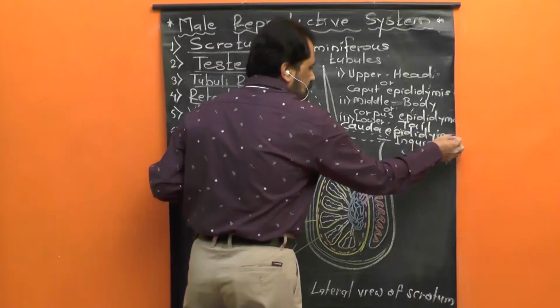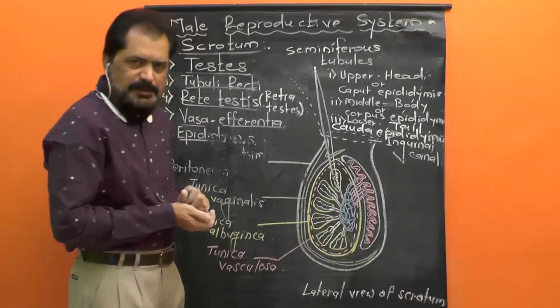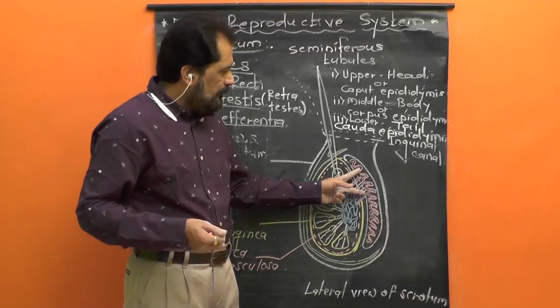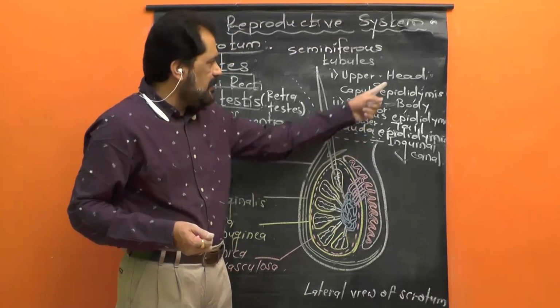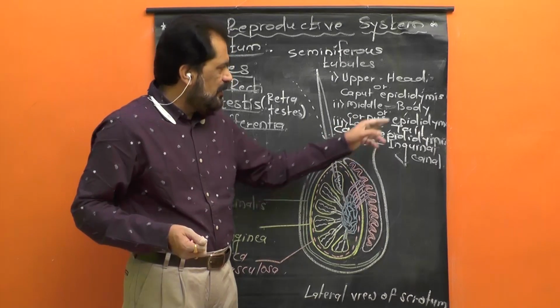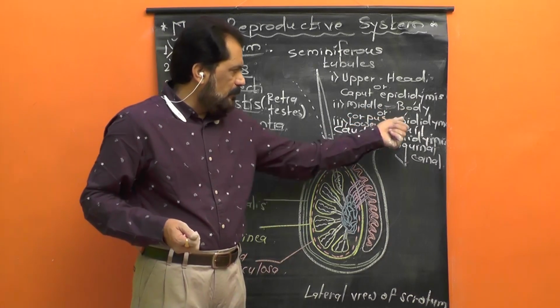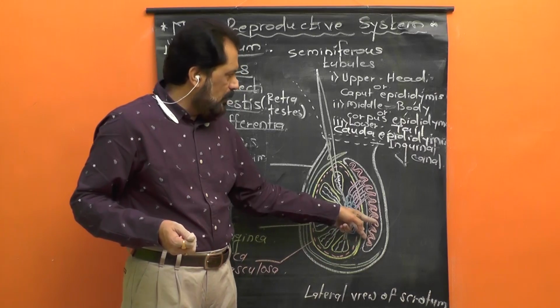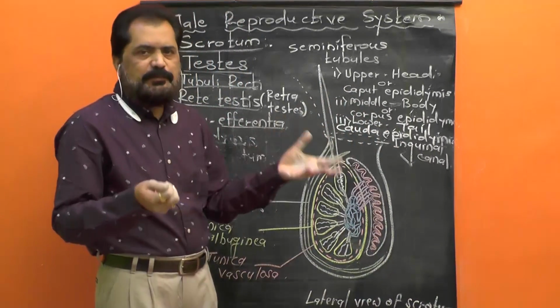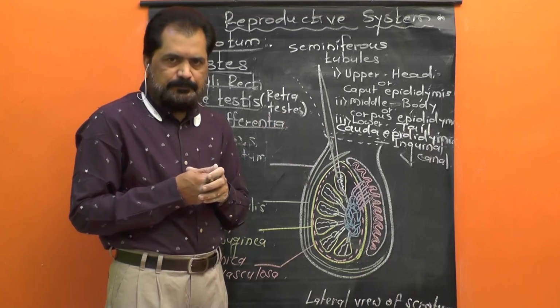So I said the epididymis is divided into 3 regions. Upper, which is wider, known as head or caput epididymis. Middle, thin, known as body or corpus epididymis. And lower, tail or Cauda epididymis. Now what is the function of epididymis?